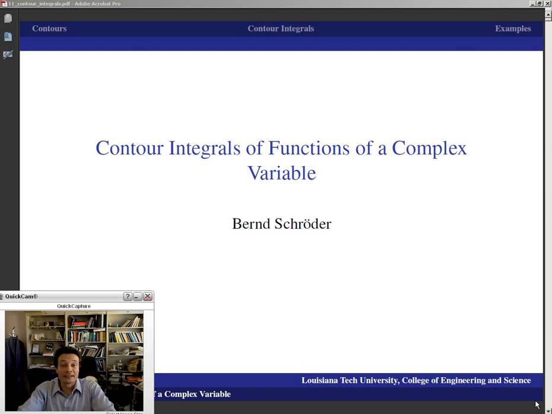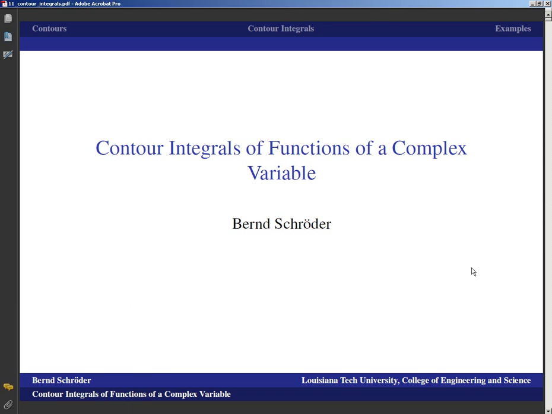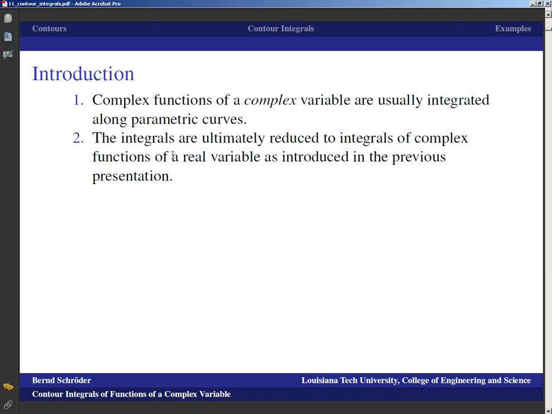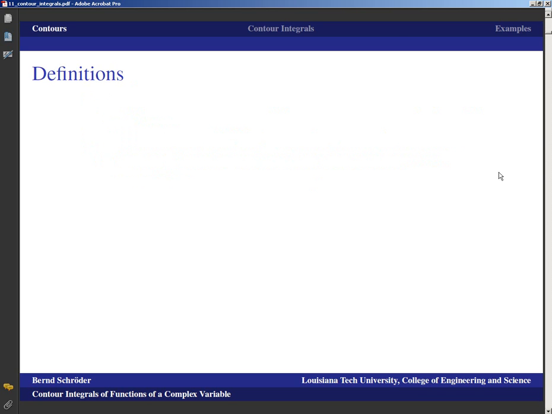Right, so now that definite integrals of functions of a complex variable have been defined, we can go straight to contour integrals. The idea is that complex functions of a complex variable are usually integrated along parametric curves, and the integrals are ultimately reduced to integrals of complex functions of a real variable, as introduced in the previous presentation, which means that we've got all the tools needed to get going.